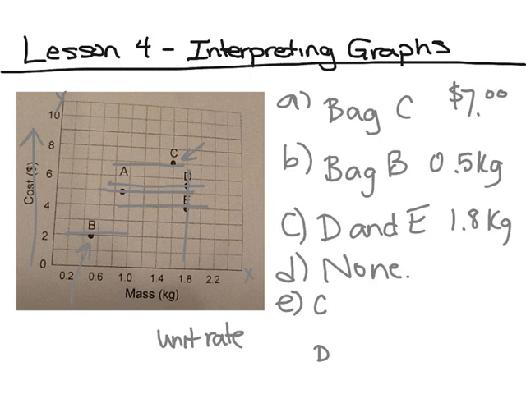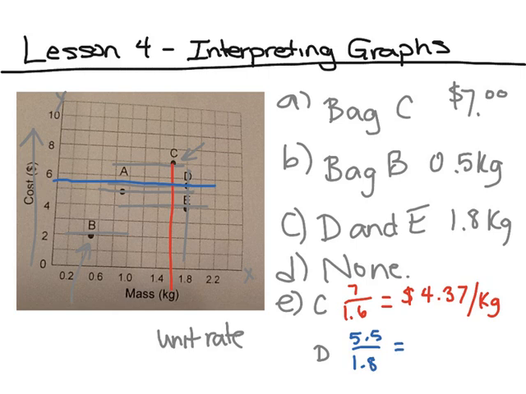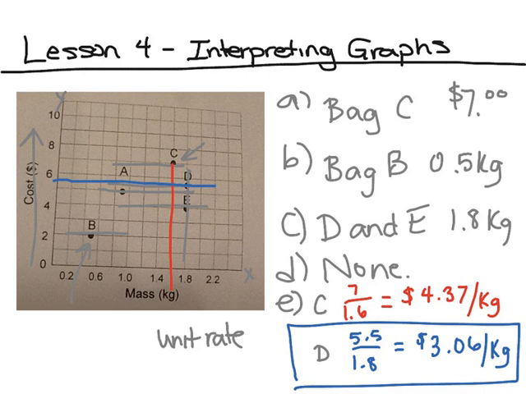So for C, you're going to take your dollar amount, which is $7, divided by your weight, which is 1.6, and you should get $4.37 per kilogram. For bag D, it costs $5.50 for 1.8 kilograms. If you divide the top by the bottom, you should get $3.06 per kilogram. So this is the better deal economically. And we can see that there's quite the price difference between the two bags, more than $1. So that is how you compare using unit rates.